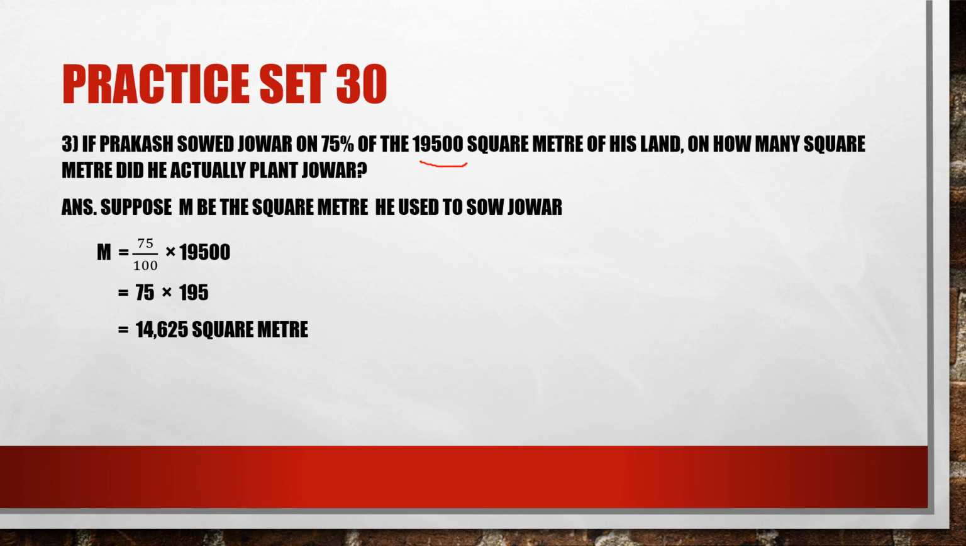So remember, as I told you, when percentage is given, what do we do? We divide it by 100. Correct? So suppose m is the square meter we used to sow the Jawar. So 75 upon 100 into 19,500. Again, the zeros will get cancelled, both the zeros. We are just left with 75 into 195. So the answer is 14,625. So this was all about your percentage. So now next time when you go visit a shopping mall and you see a 10% and 20% off, just calculate it immediately and check out what kind of benefit you have been getting.